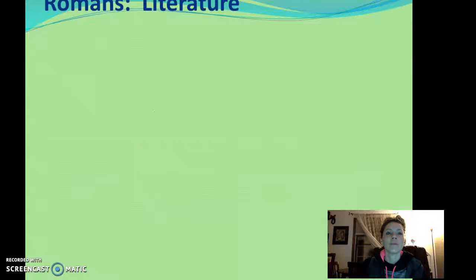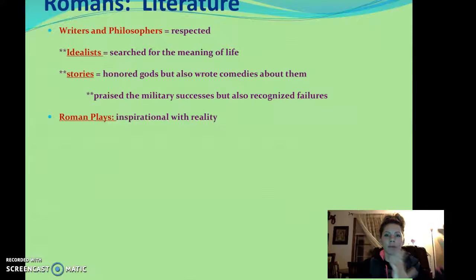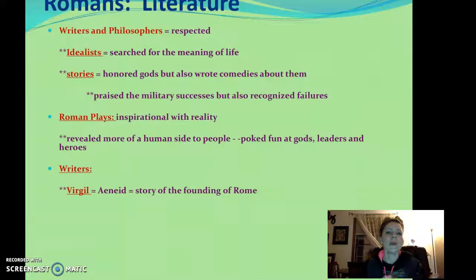If we look at literature, again, we're looking a lot at things coming from Greece into Rome. Writers and philosophers are very similar. Most are searching for the meaning of life. Why are we here? Why do we do this? What's our purpose? Plays are really common. They do reveal a little bit more of human qualities, not just bravery and courage, but some other emotions that humans feel.